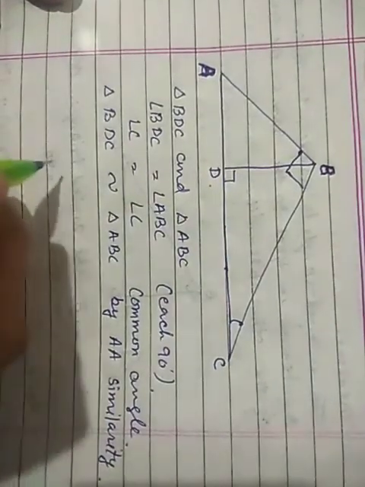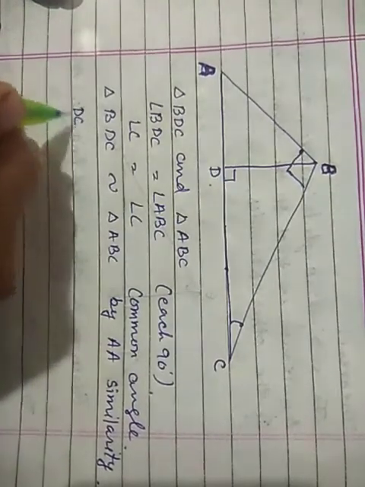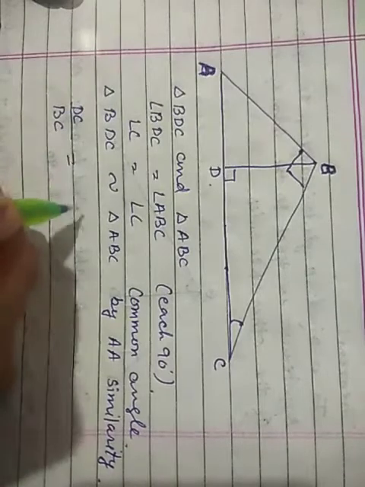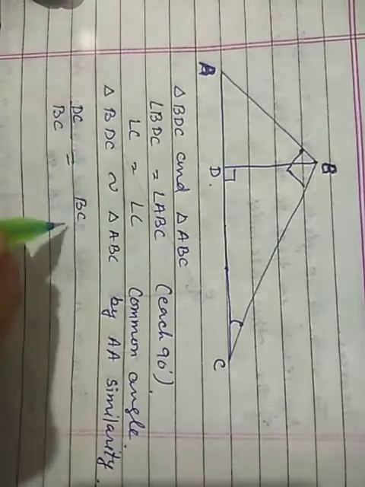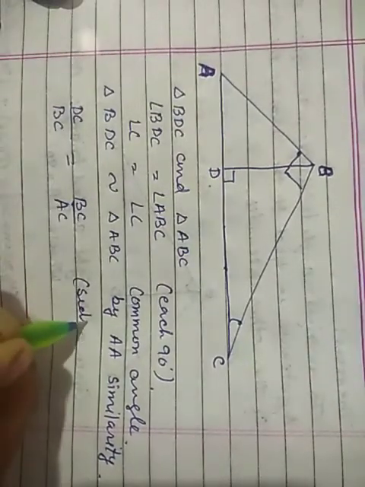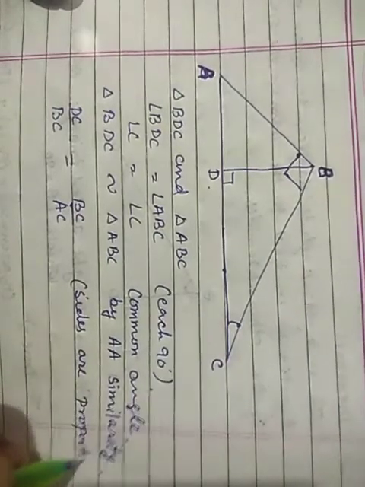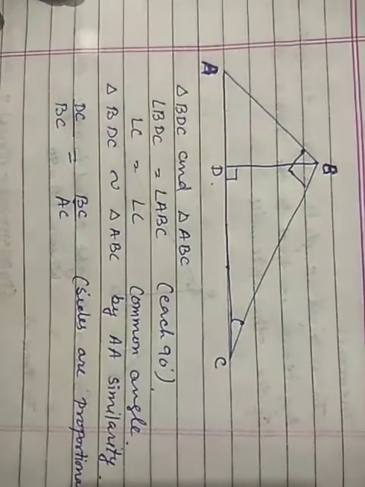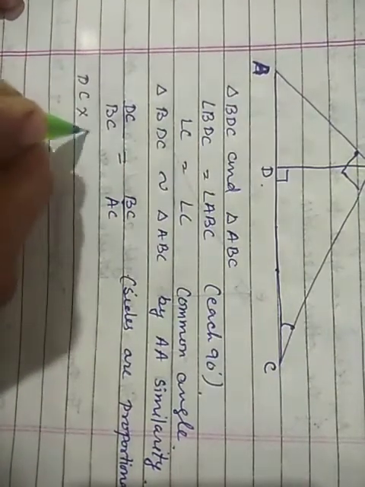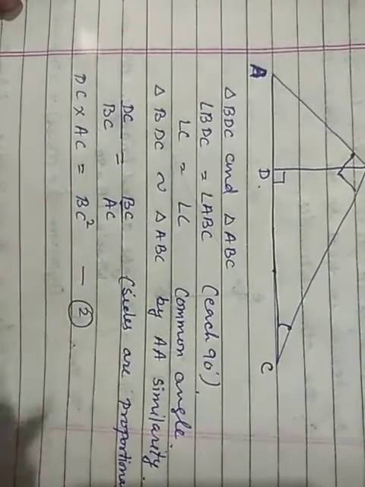Once the triangles are similar, we can say that their corresponding sides are proportional. So we'll take DC by BC is equal to BC by AC. Now cross multiply this also. DC into AC is equal to BC square. This is your equation 2.